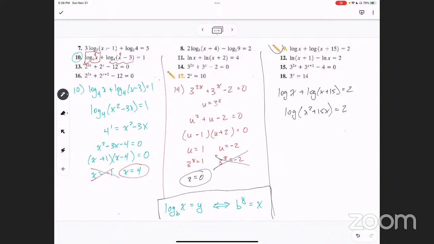I mean, not log. It would be 10 to the power of 2 equals x squared plus 15x. Good. That's basically 100 equals x squared plus 15x, and you can subtract 100 from both sides. It becomes x squared plus 15x minus 100 equals 0. Good. So if you were to factor this, it would be x plus 20, x minus 5.